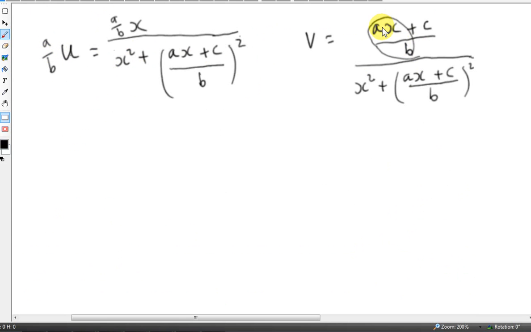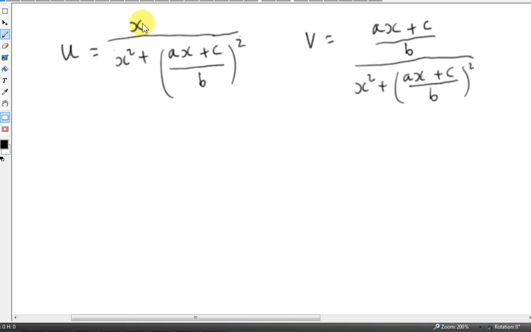A over b times u will give us all of this here. The problem is we still have c over b over this thing. So we need to somehow deal with this denominator. It's a bit of a problem. So v is not simply a over b times u, because we've all of this to deal with.